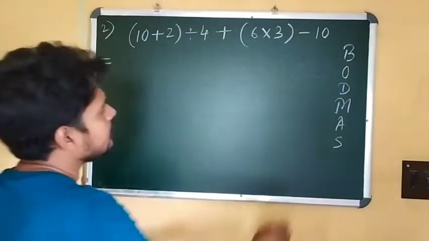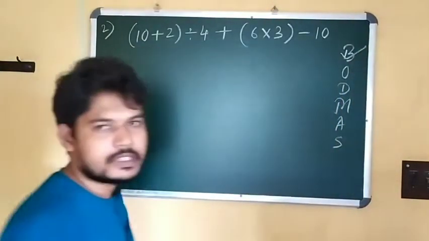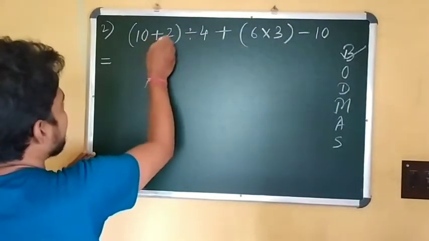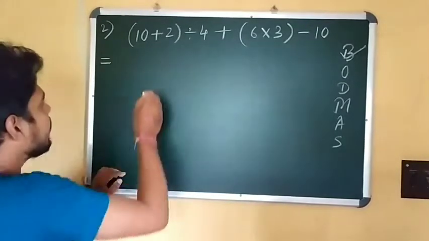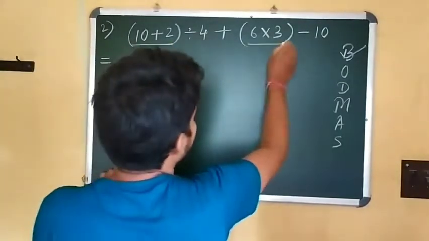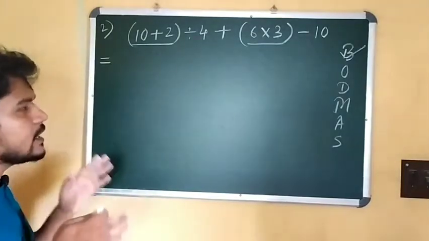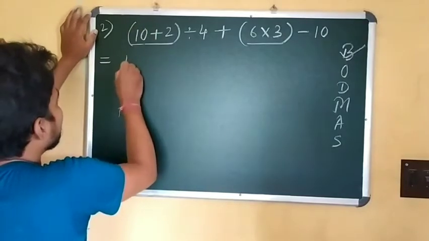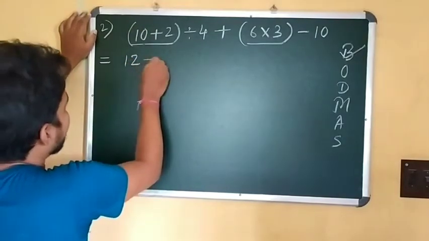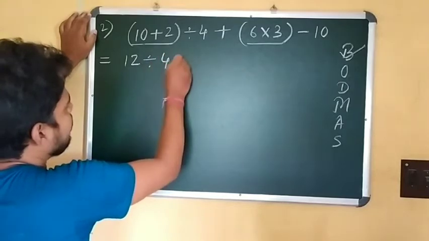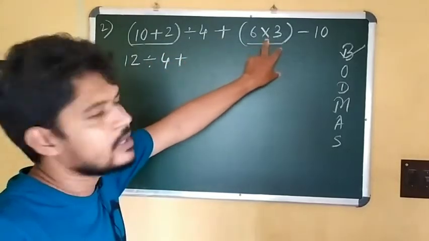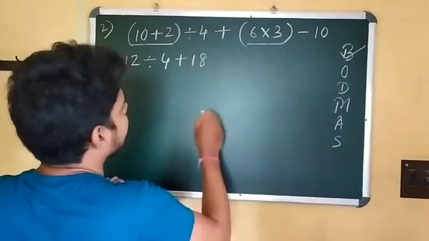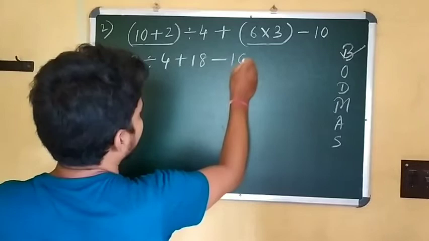So you can see the bracket operation, we have to follow this at first. Here you can see there are two brackets. One is 10 plus 2, which is written within the bracket, and the other is 6 multiplied by 3. So at the same time we have to solve these two. So 10 plus 2 will be 12 divided by, you write down 4, then give plus sign. Then you have to solve this operation. 6 multiplied by 3, that is 18. Then you give minus symbol, then 10.